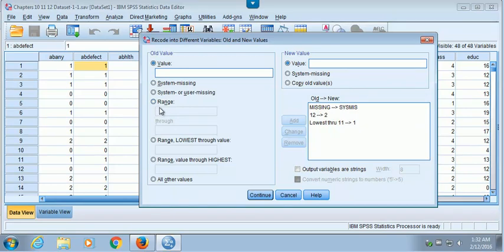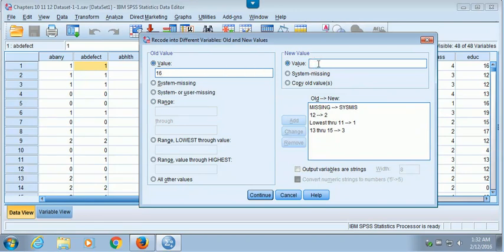Then they always have some college. Studies always distinguish between some college and actual college graduate. So you can enter 13, the year after high school, through 15. That would be 3 years of college, so not getting an undergraduate bachelor's degree, and that would be recoded as 3. And then college graduate would be 16.